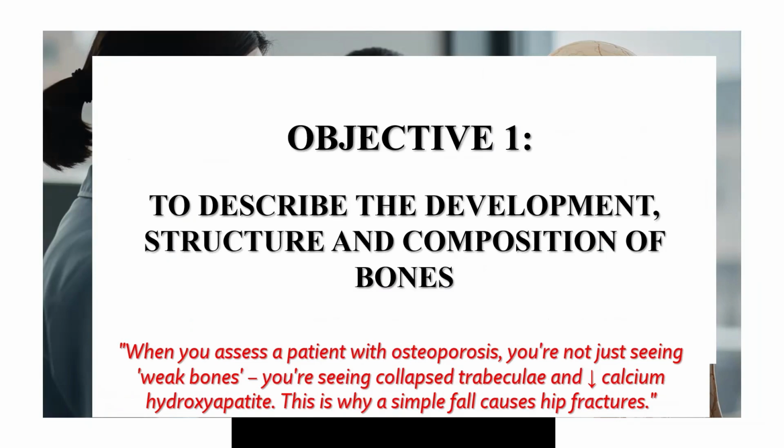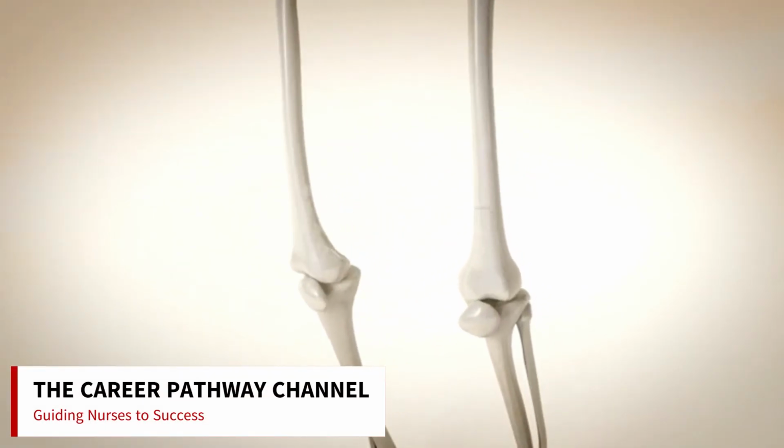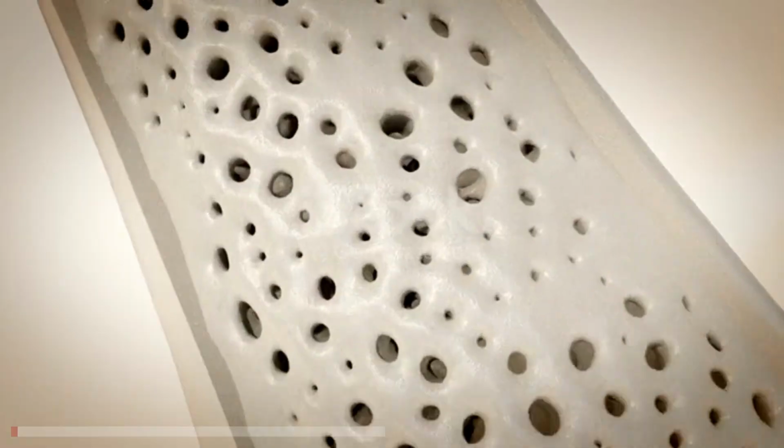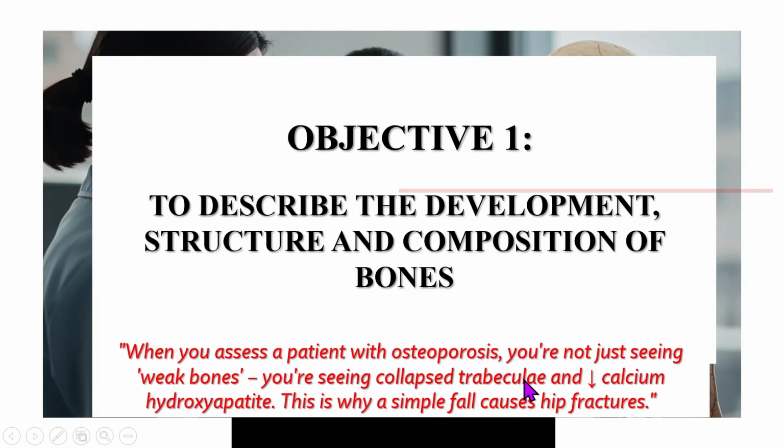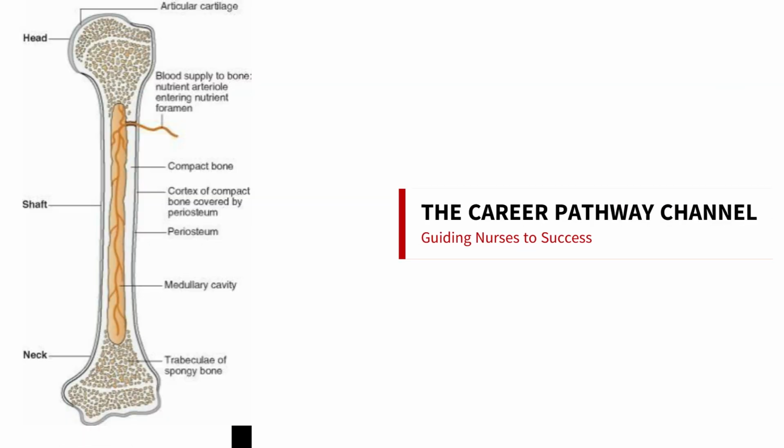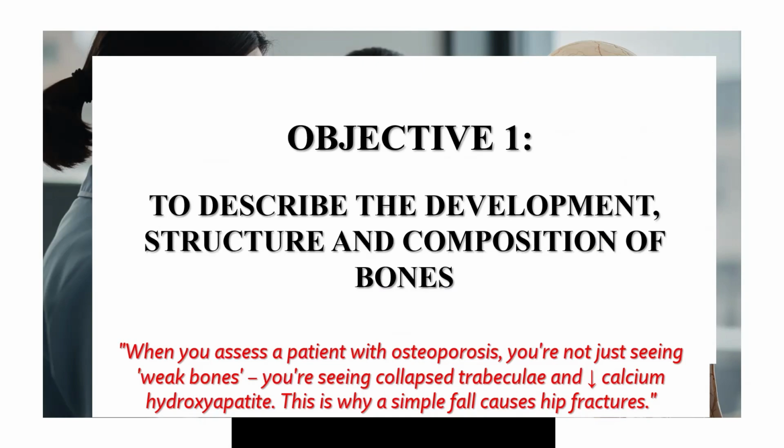When you assess a patient with osteoporosis, you are not just seeing weak bones, you are seeing collapsed trabecula and reduced calcium hydroxyapatite. This is why a simple fall causes hip fracture. As we all know, osteoporosis is a disease that results from weakness and brittle bones. Trabecula, on the other hand, is a group of connective tissues that form cancellous bone. Calcium hydroxyapatite is a form of calcium phosphate, which is the main mineral component of bones and teeth.